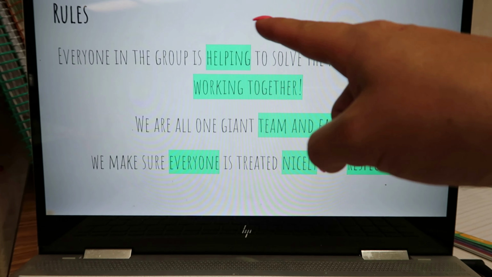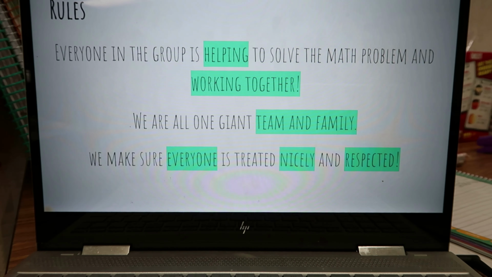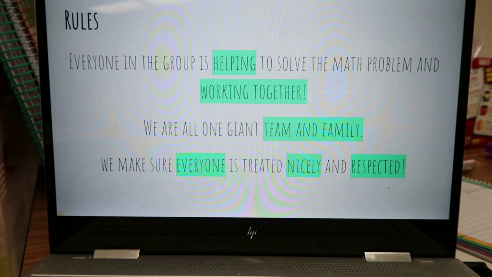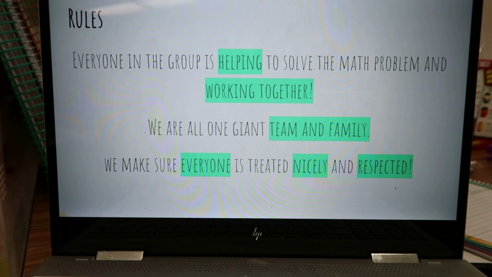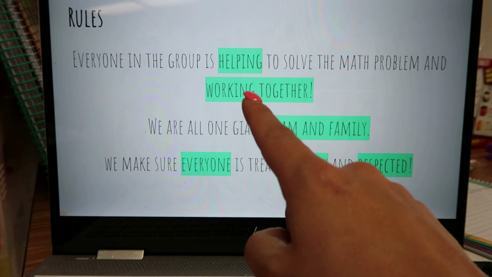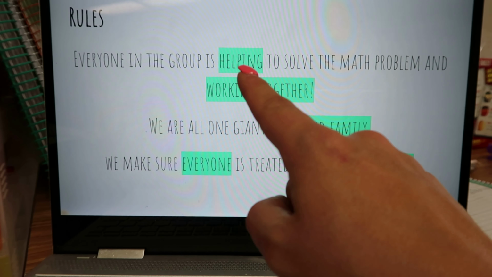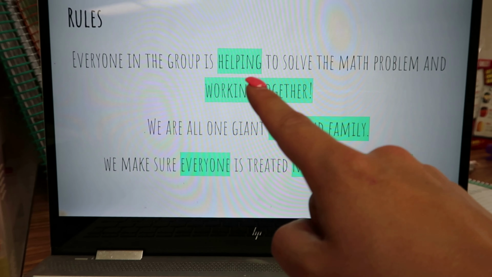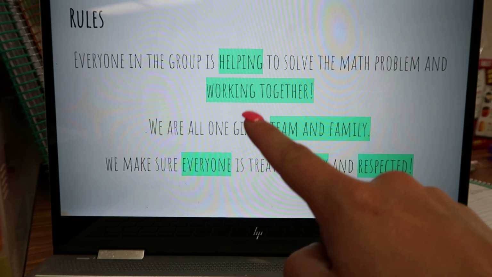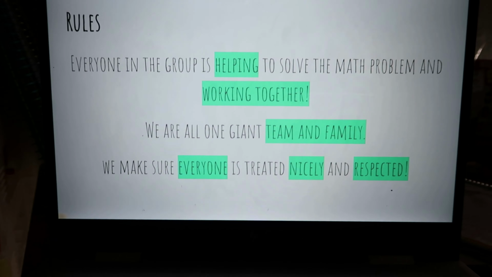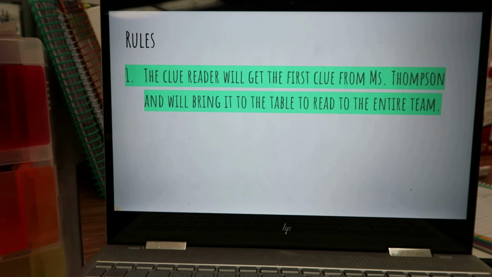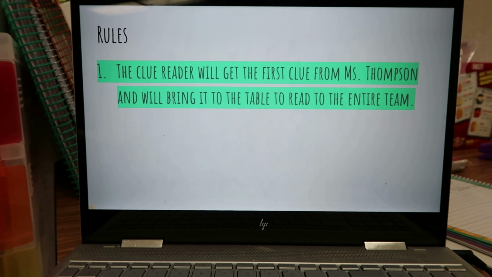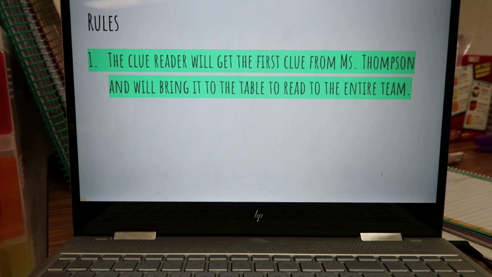So the reason why I highlighted these specific words is because I like to do an I do, you do, or I read, you fill in the blank kind of read. What I tell the students is I'm gonna read, and when we get to a highlighted word, you're gonna shout the highlighted word. So everyone in the group is, the students say, helping to solve math problems and working together. That's what the students say. My lights went off. So I actually broke the rules down one by one. I'm gonna have a student model with me, and I think that's gonna help a lot.